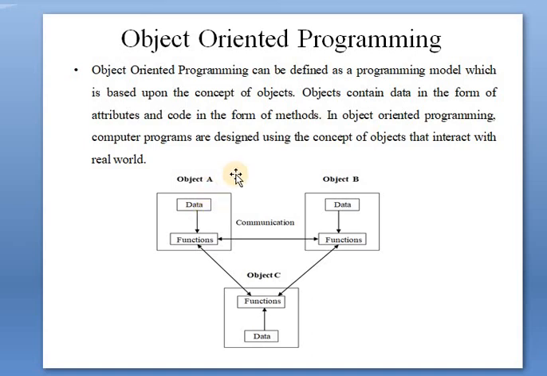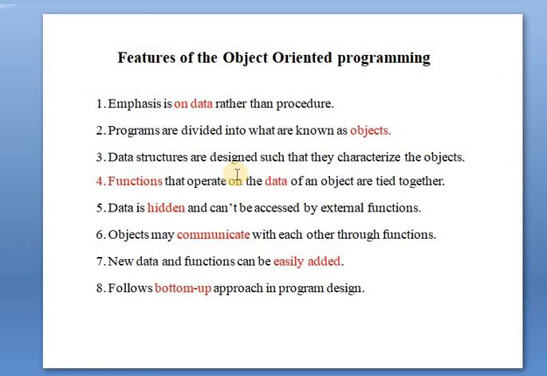Now we will see the next point, that is features of object oriented programming. First, emphasis on data rather than procedure. It means object oriented programming mainly focuses on the data. Data means what? The data comes from the user also, and after calculating on that data we get the resultant data. So it mostly focuses on the data, not on the procedure.